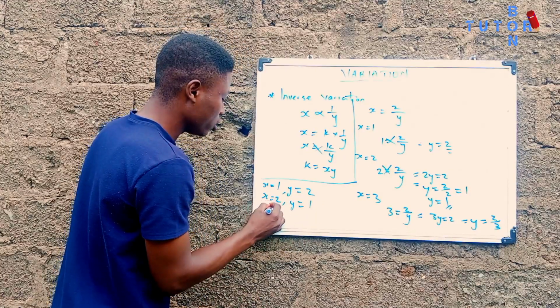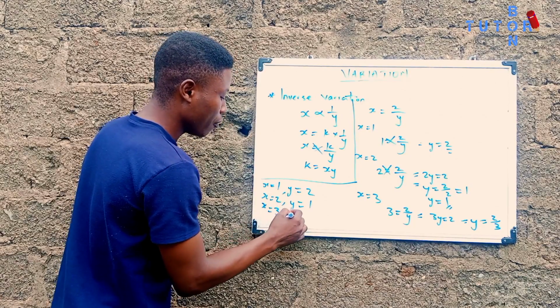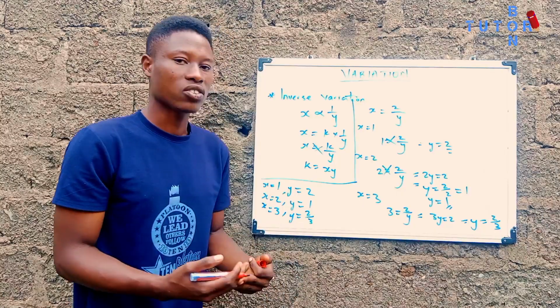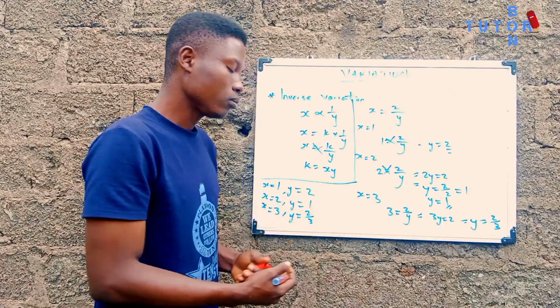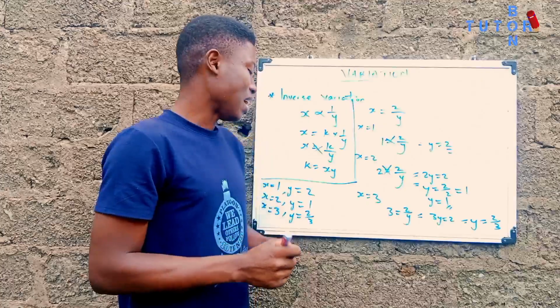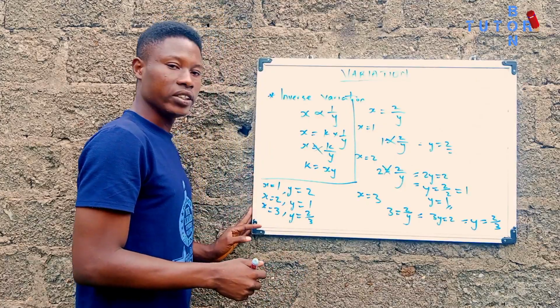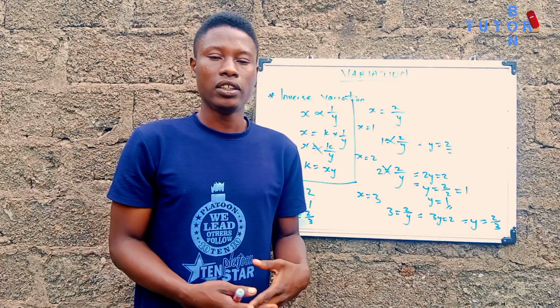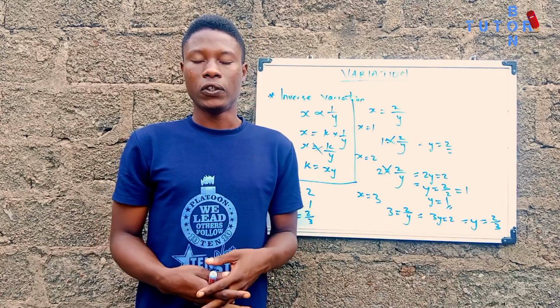And when x is equal to what? 3, you have your y to be equal to 2 over 3. And 2 over 3 is actually less than 1, which means as the value of x is increasing, the value of y is decreasing. This is what we call inverse variation.